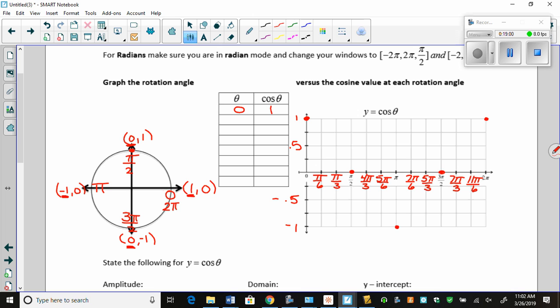Something is wrong with my things. 1, 2, 3, 4, 5, 6, 7, 8. This is 4 pi over 3. My pi over 3s are off. Yep.